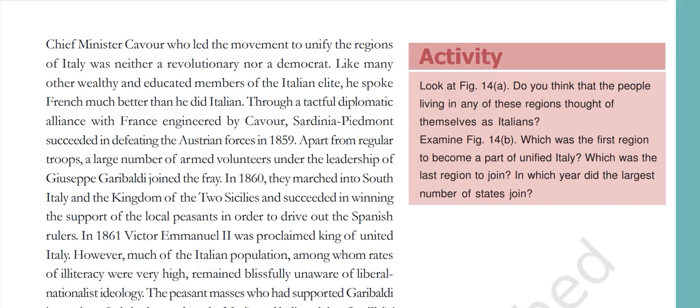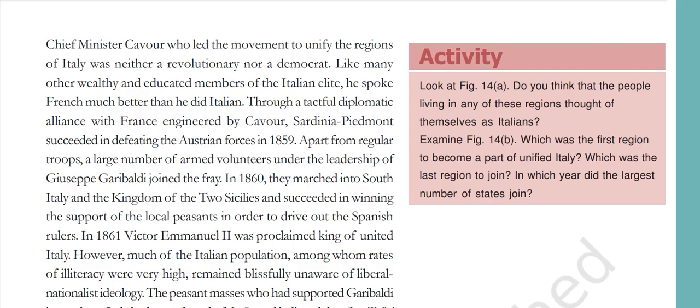Through a tactful diplomatic alliance with France engineered by Cavour, Sardinia Piedmont succeeded in defeating the Austrian forces in 1859. Apart from regular troops, a large number of armed volunteers under the leadership of Giuseppe Garibaldi joined the fray. In 1860, they marched into South Italy and the Kingdom of Two Sicilies and succeeded in winning the support of local peasants in order to drive out the Spanish rulers. In 1861, Victor Emmanuel II was proclaimed King of United Italy.